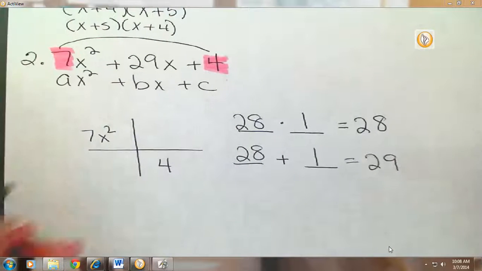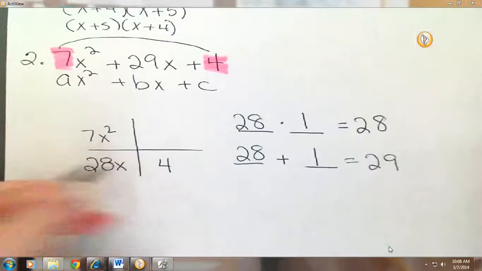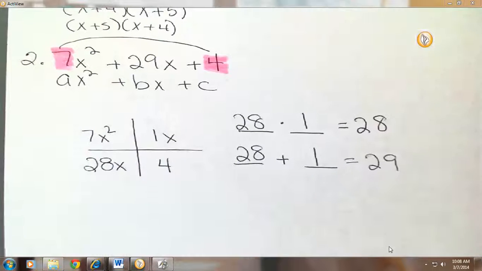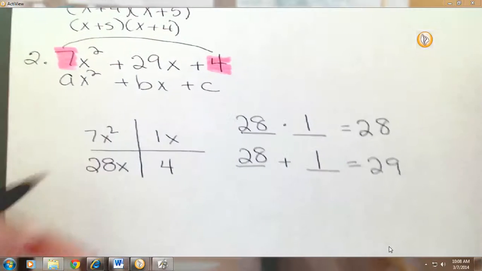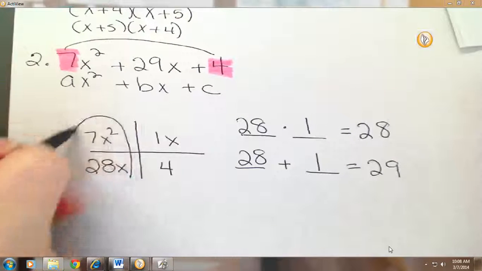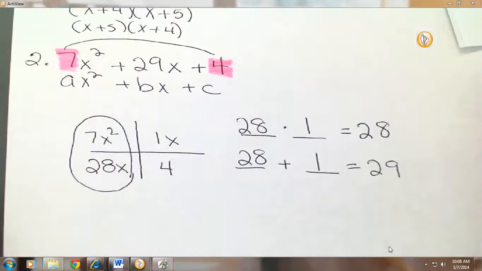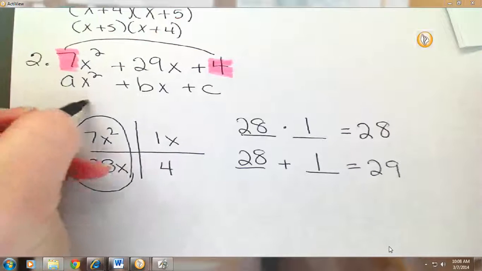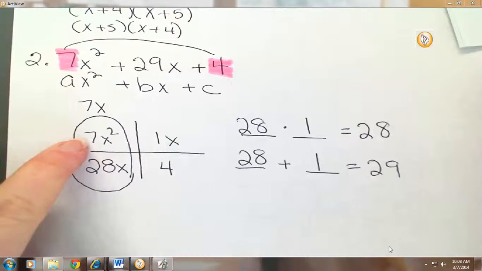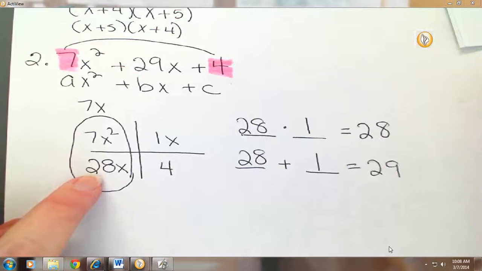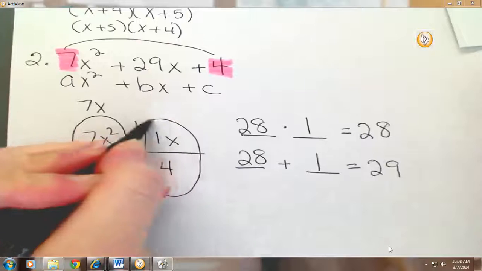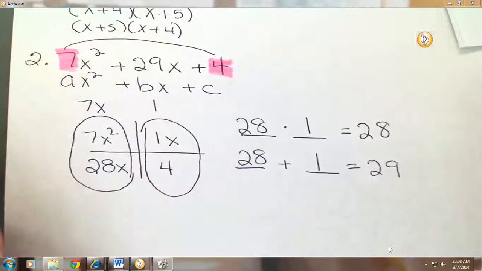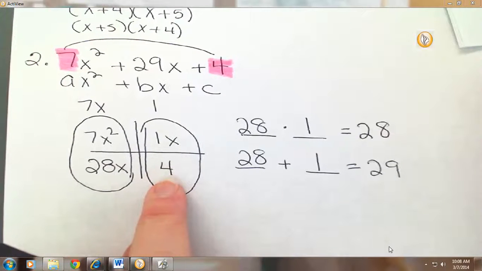Put them in your box just like we did before. So we have 28x and we have 1x. And now factor. In your first column, what is the greatest common factor? 7x. There's a 7 and an x. Doesn't 7 go into 7? And 7 go into 28? And of course they both have an x that you can take out, so we would say 7x. In the second column, what is your greatest common factor? 1, not x. Why can't I take an x out of that second column? There's not an x with the 4.